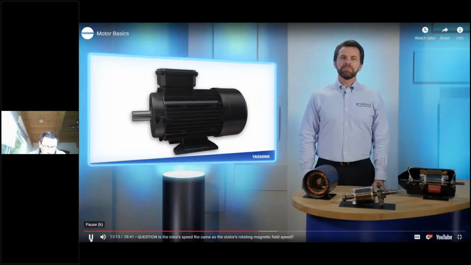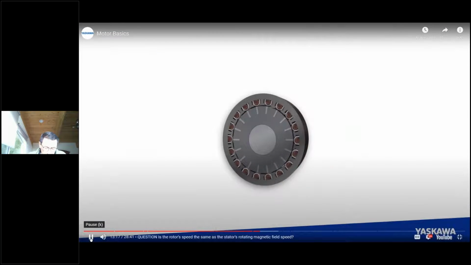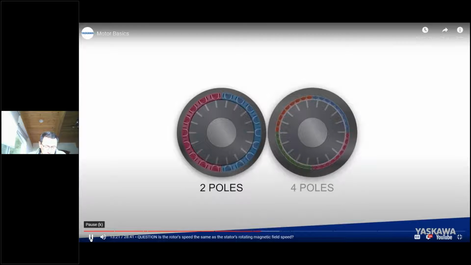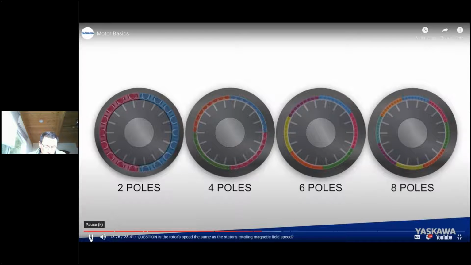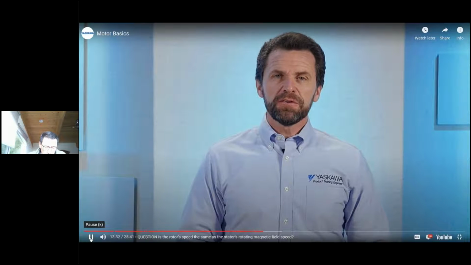Induction motors can be constructed to handle various loads and various speeds. One way is to change the number of poles in the stator. You can increase or decrease torque by adding or subtracting the number of poles in the stator. The more poles there are, the slower the magnetic field rotates. Using the sync speed formula, we can explain why that is true.